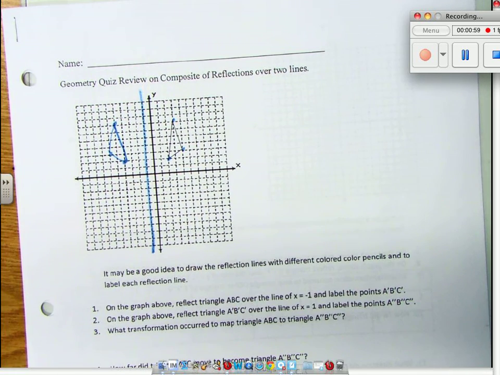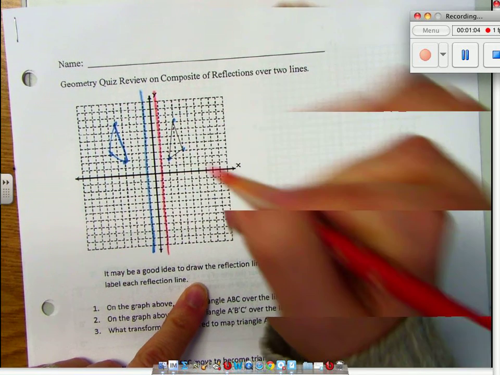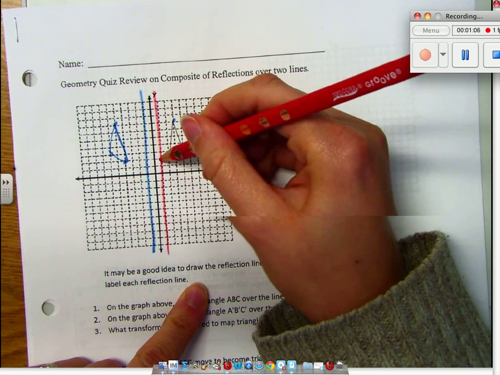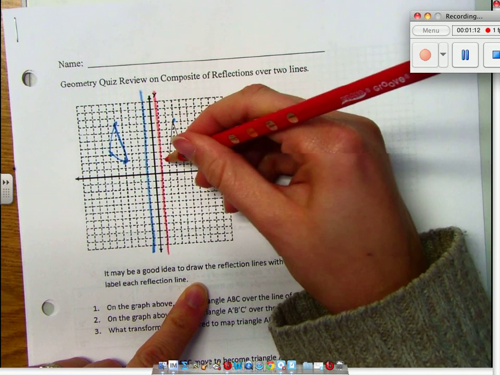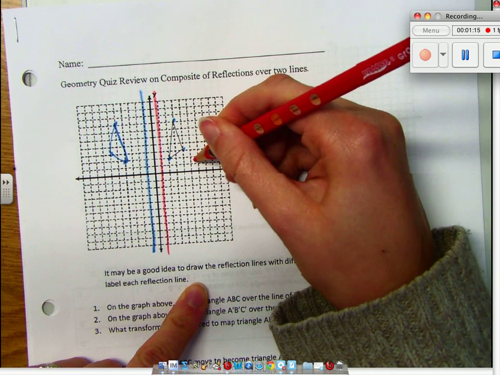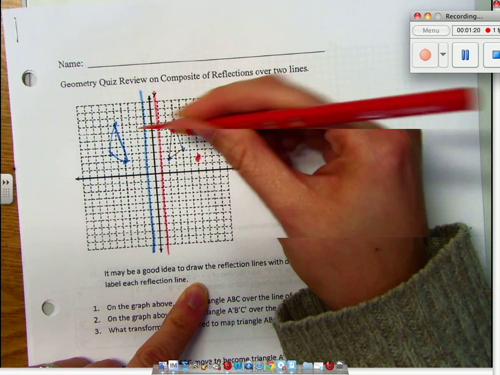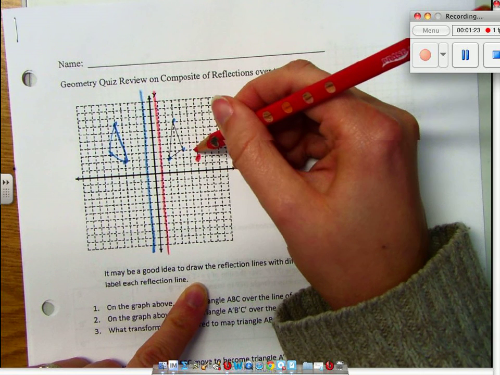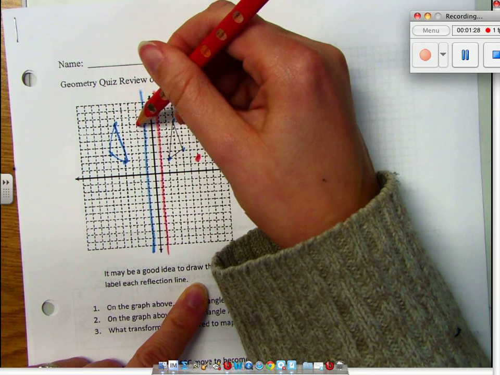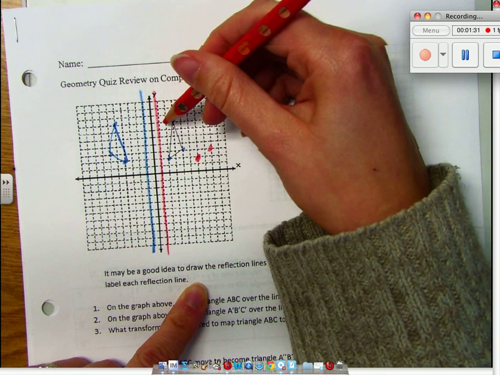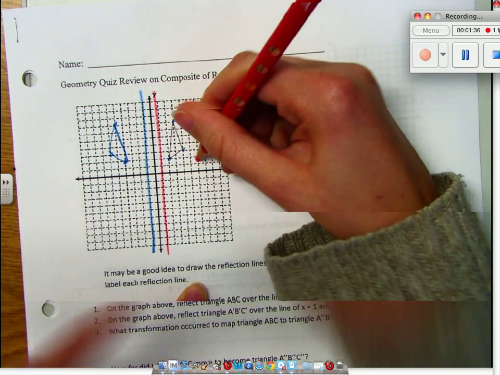Our next one is x equals 1. So it goes right here, cuts through the x-axis, x equals 1. So I'm counting from the pink line to the blue triangle. 1, 2, 3, 4, 5, so I'm going to go over 1, 2, 3, 4, 5. I'm going over 1, 2, 3, 4, 5, 6, 7. Then I'm going over 1, 2, 3, 4, 5, 6. So this pink one is my final result.